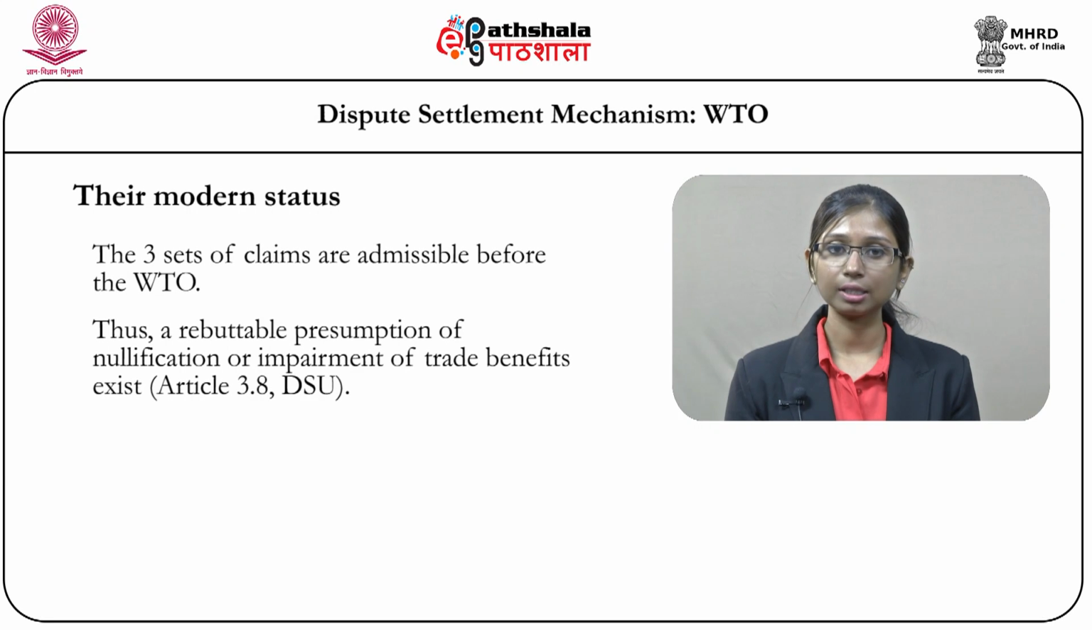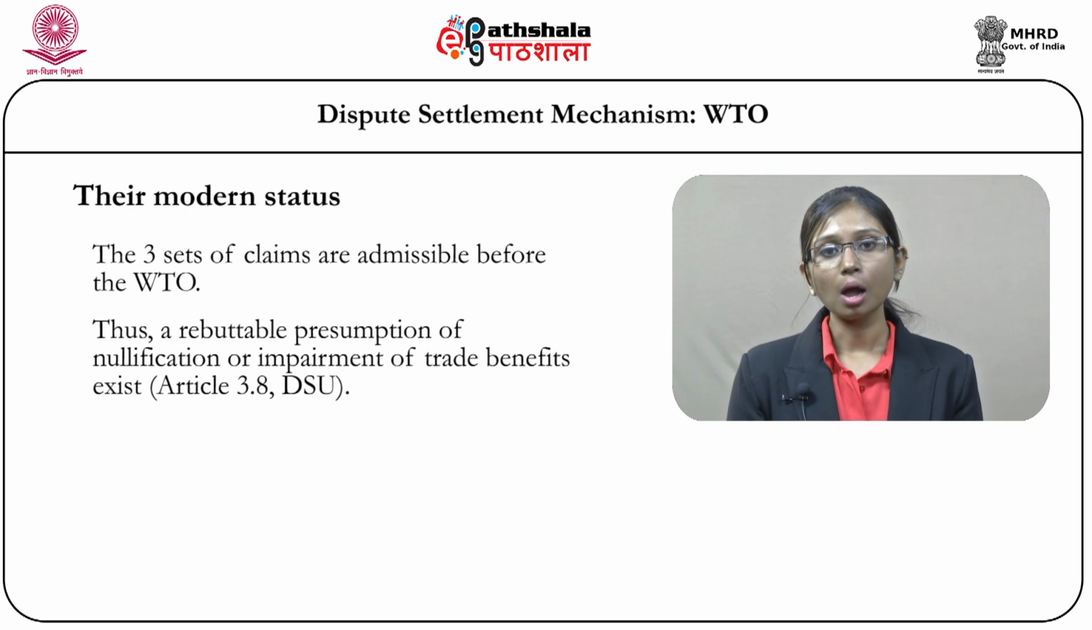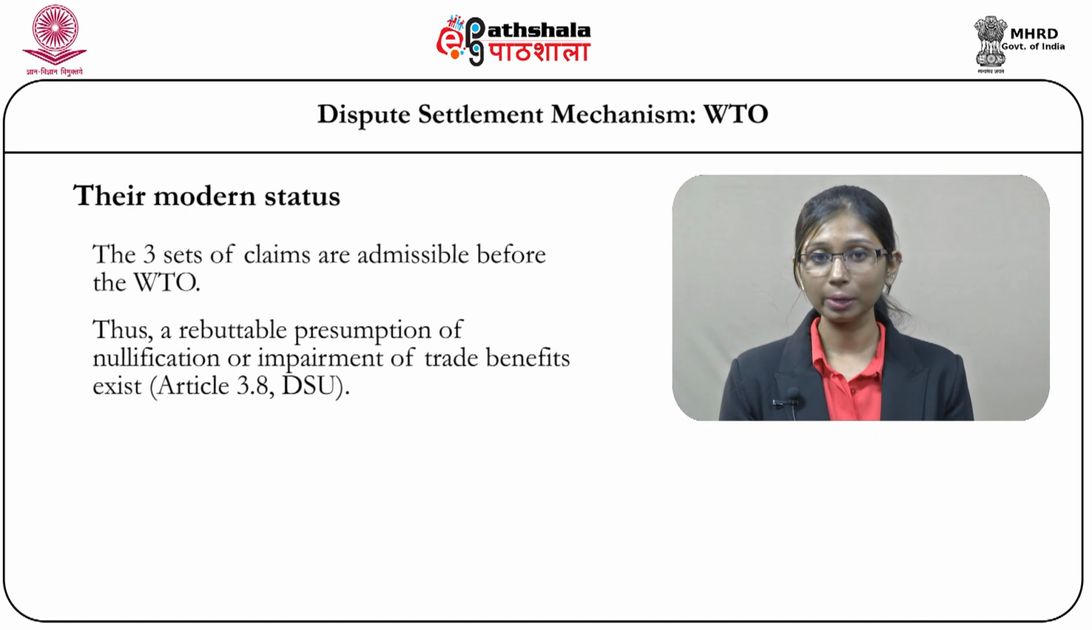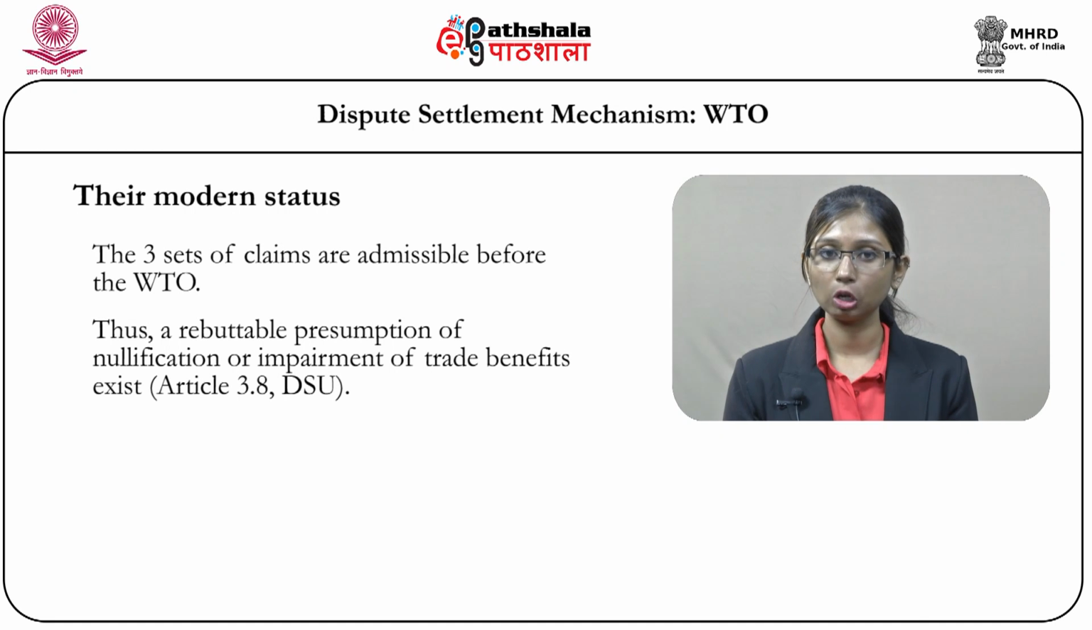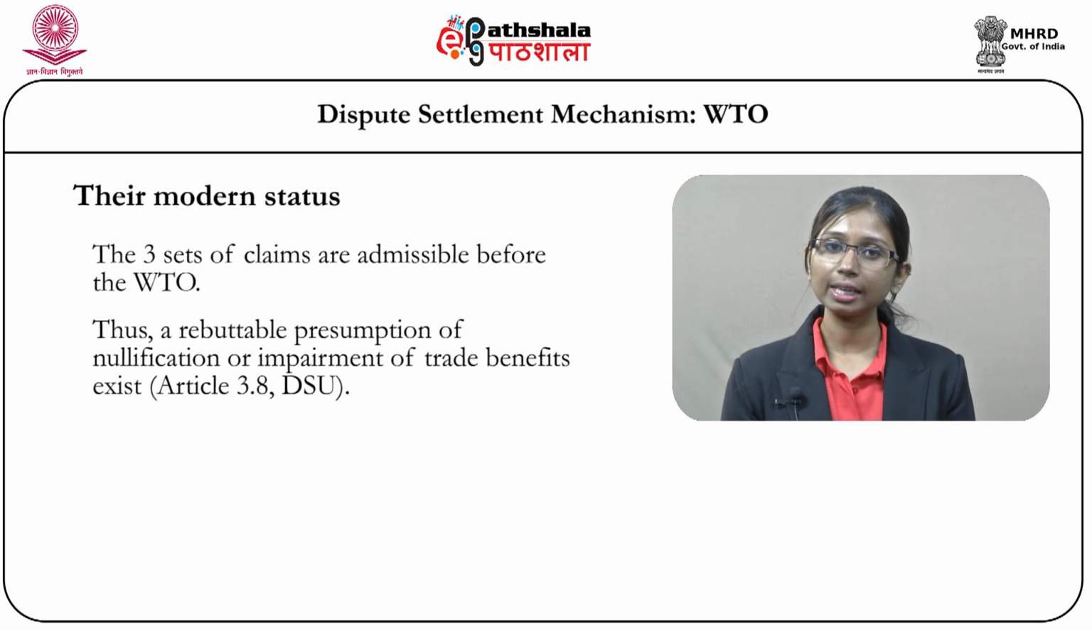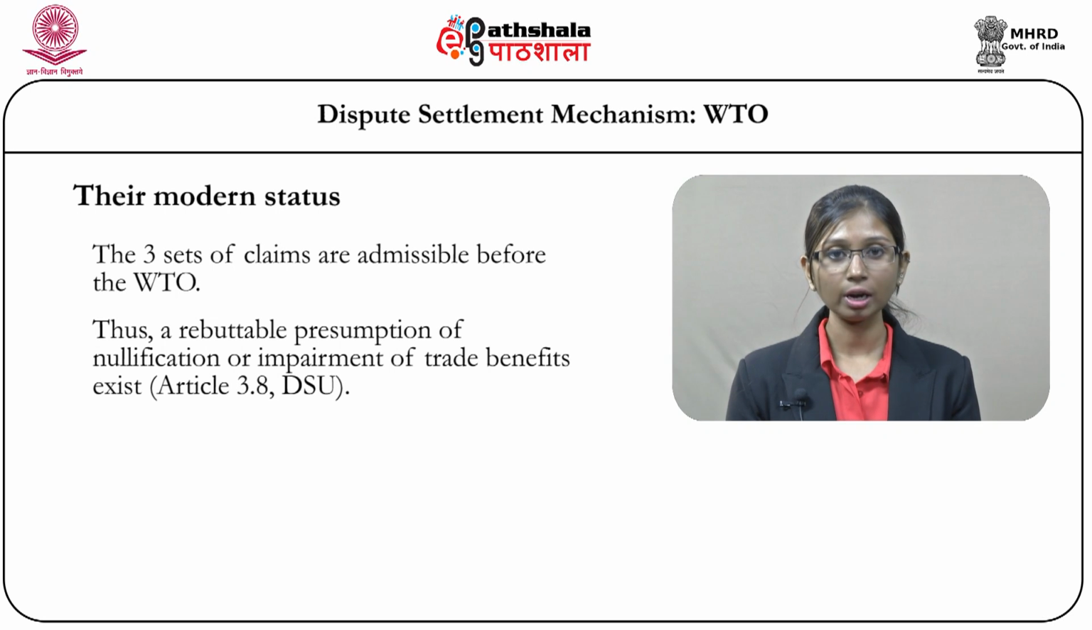For instance, Article 3.8 of the Dispute Settlement Understanding makes a rebuttable presumption of nullification or impairment of trade benefits that may exist, pursuant to which direct complaints or violation complaints can be launched by the member states. Furthermore, even before the modern-day panels and appellate body, the three sets of claims as mentioned before remain admissible.